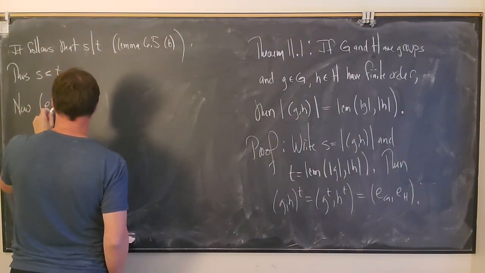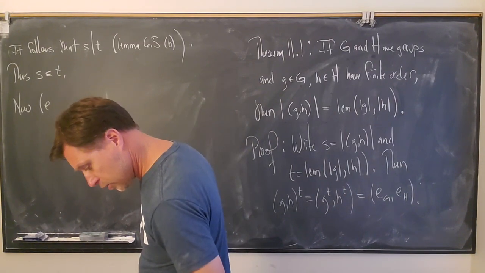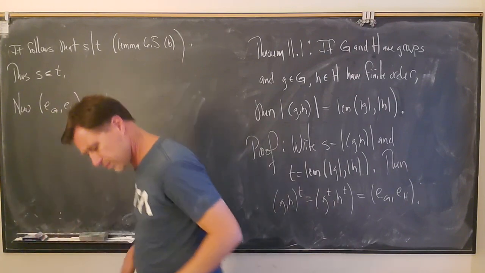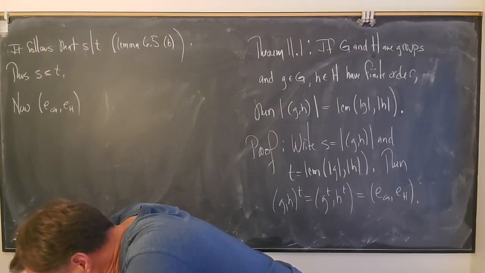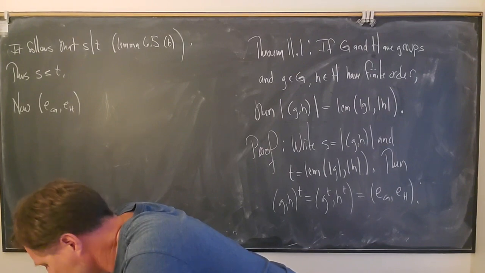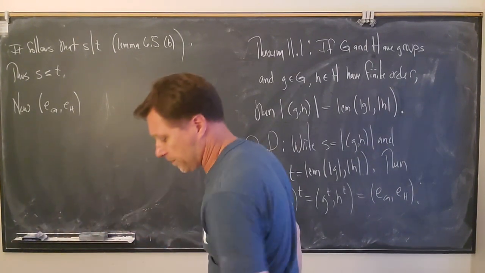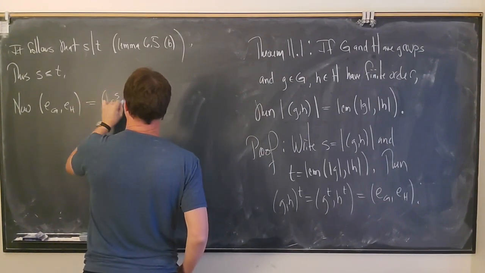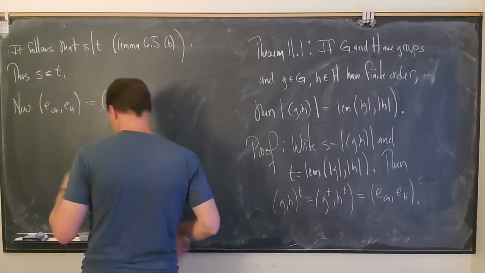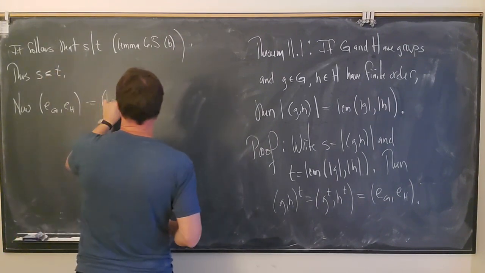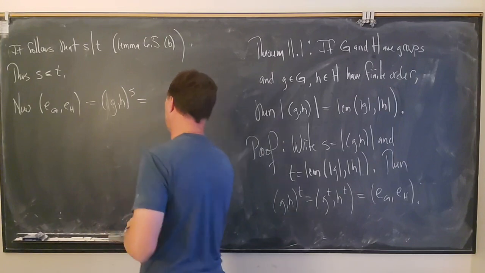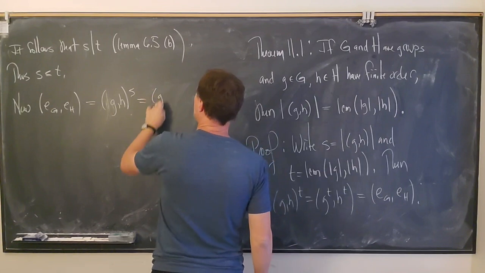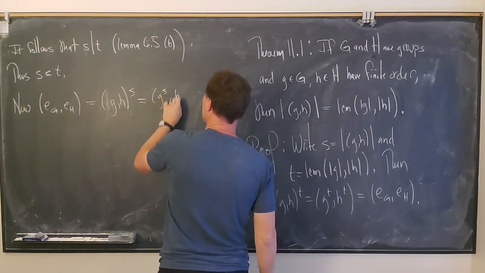If I look at (e_G, e_H), what am I doing here? Oh, right. This is equal to, of course, (g, h) to the S, right? Because S is the order of (g, h). This is equal to (g^S, h^S).